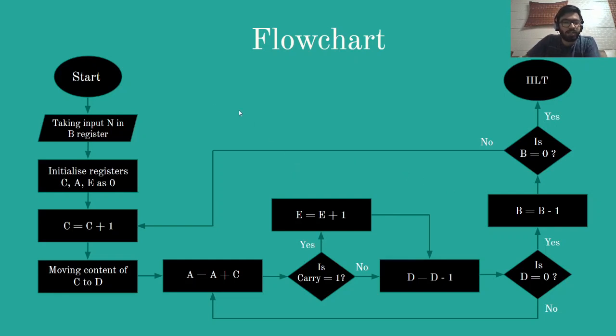We'll start our algorithm by taking input n in register B. We will also be using register B as a counter. Then we will initialize registers C, A and E as 0. We will be storing our sum in accumulator A and register E. The accumulator A will be used to store the lower nibble of our sum, and register E will be used to store the higher nibble of our sum.